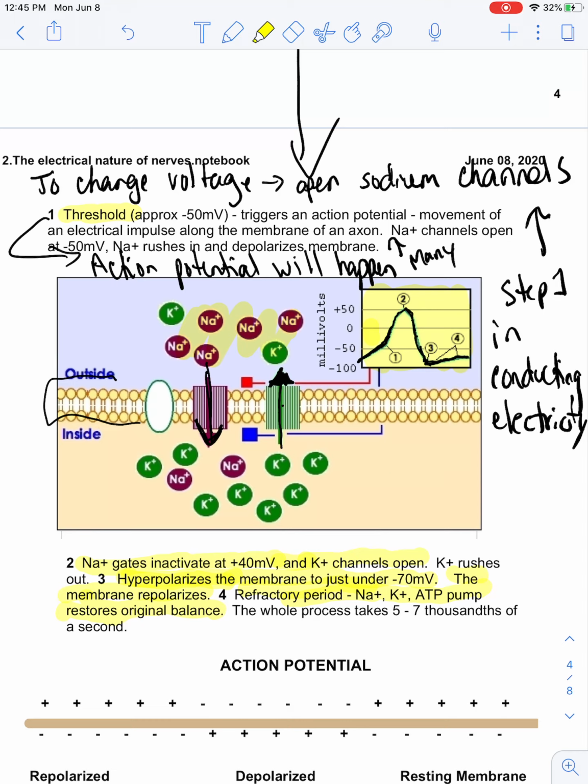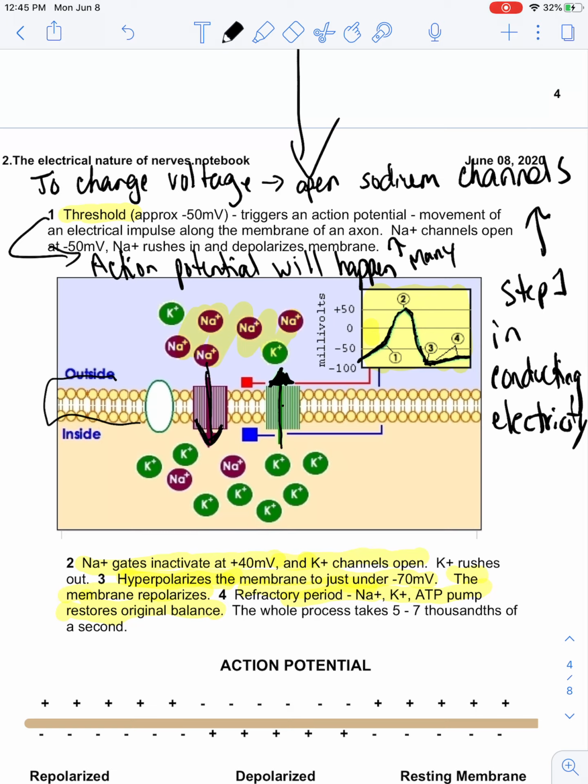So now we're back to the negatives. If we look back at our chart here, we're back to the negative 70. The neuron is back at its resting potential, ready to go again should it need to. And it seems like a lot has happened here to conduct the electricity through this one section of a neuron. We needed to open sodium channels, close sodium channels, open potassium channels, and then close them, and then use a pump to return everything to balance.